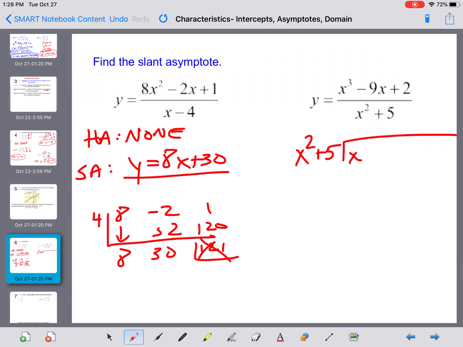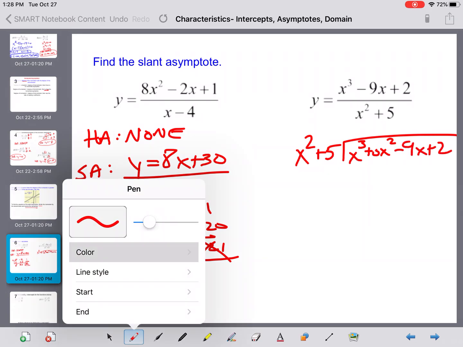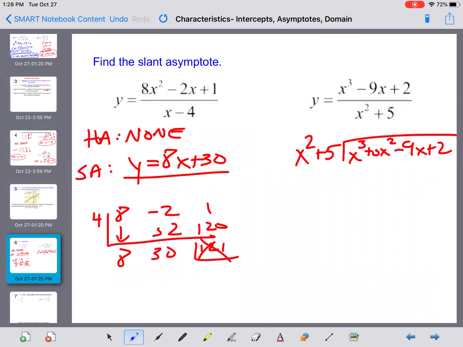I'm going to add a placeholder of 0x squared just to make things a little bit easier to work with, minus 9x plus 2. And then we want to say leading term, so x squared into x to the third is going to go in x times. And so we would end up with x to the third. And then we have a 0x squared because there's technically a 0x squared in between those two. And then we would have plus 5x.